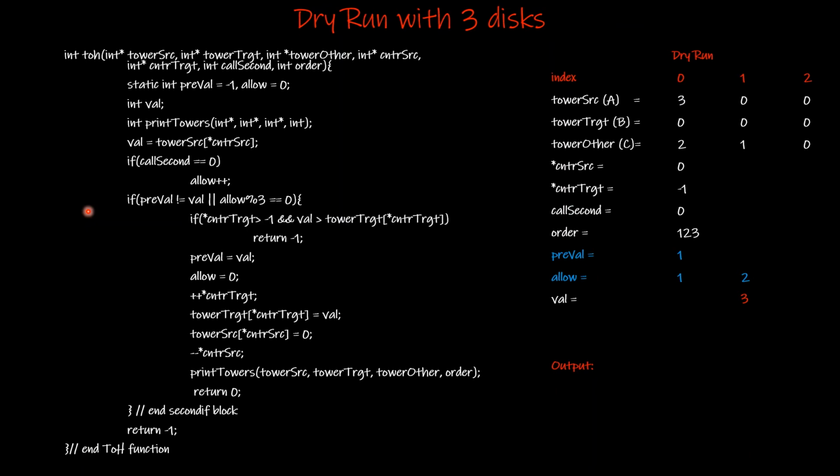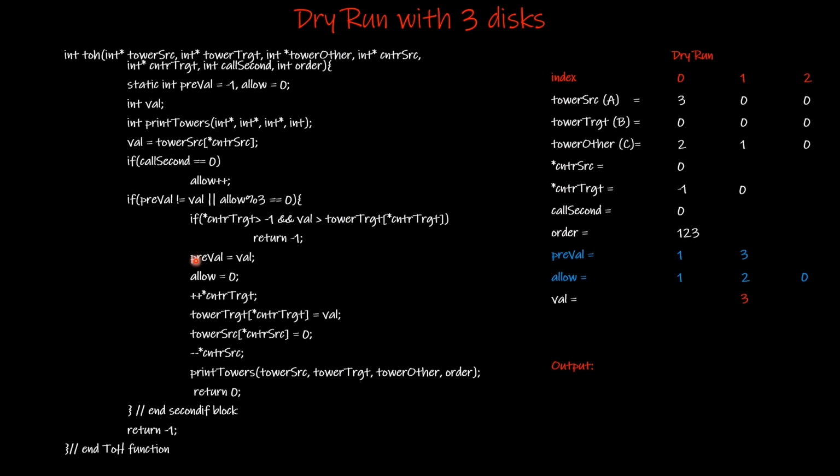block. We come to the next if condition. Is our counter target greater than -1? Counter target is equal to -1. The condition is false, so we skip these statements and we come to this particular statement. So we come to previous val equal to val, previous value is assigned the value of val, that becomes 3, allow is set to 0, counter target is incremented by 1, that becomes 0.